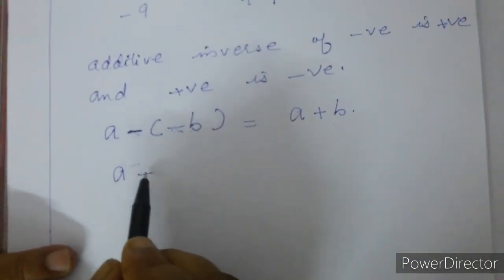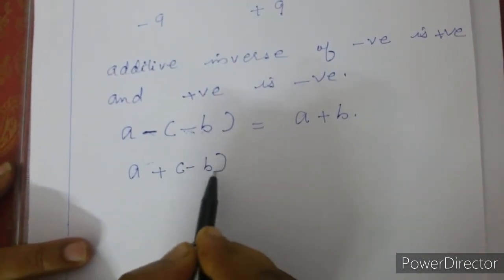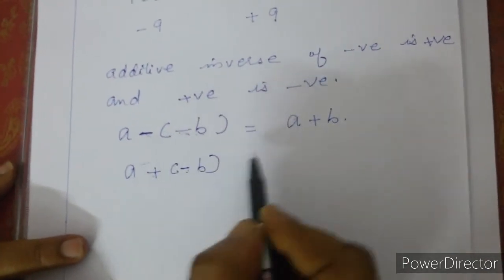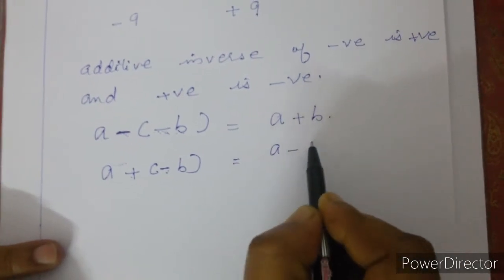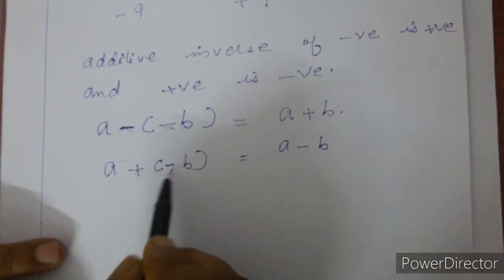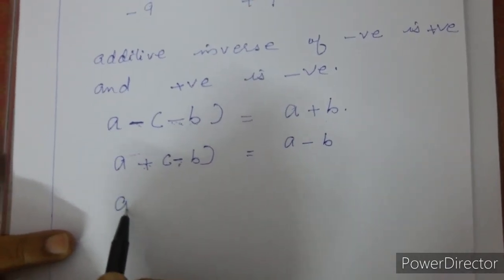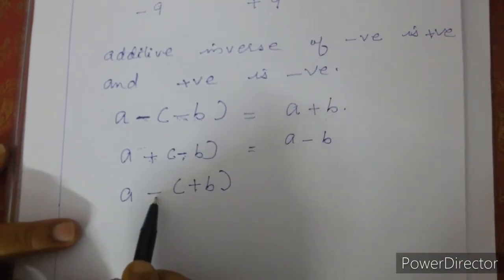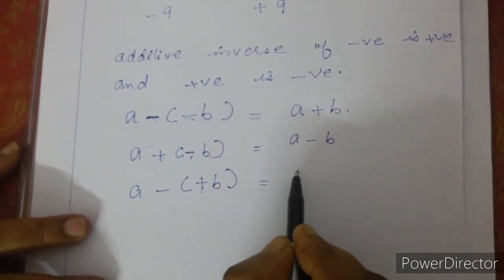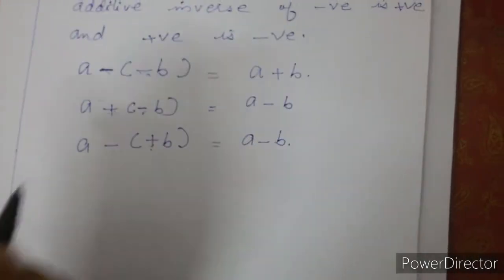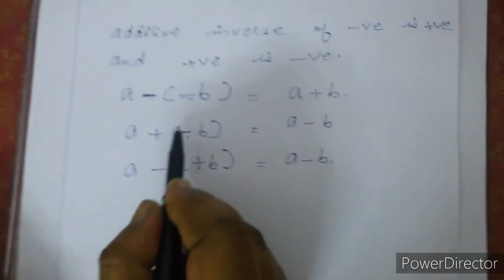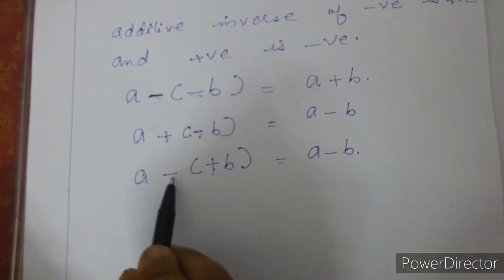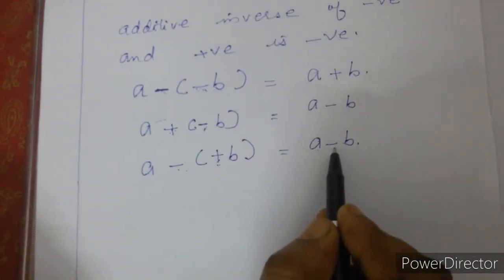And A plus minus B. Here one sign is positive and the other sign is negative. So plus into minus, that is A minus B. Plus into minus is minus. Similarly, one more: A minus positive B. Here also plus into minus is minus. So here we are getting minus. So we can conclude, A minus of plus B equals A minus B.